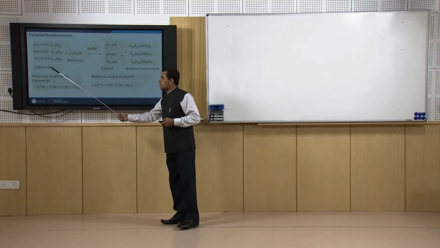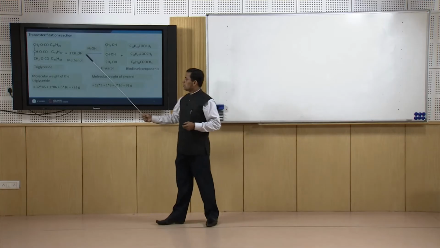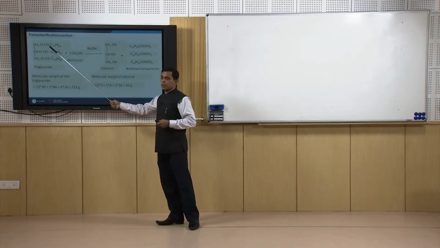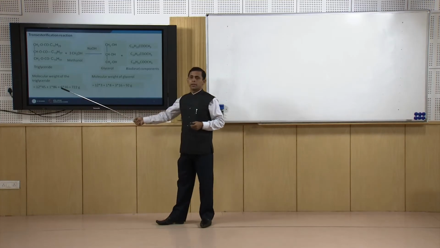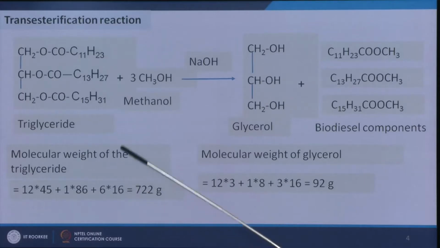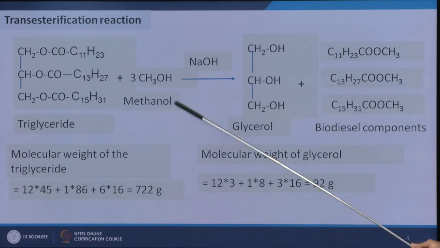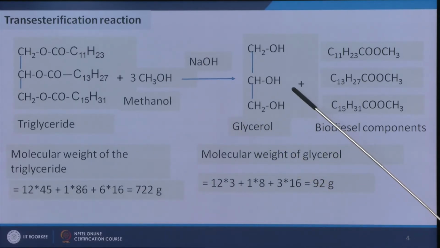What is the molecular weight of this triglyceride? It has 45 carbon, so 12 into 45, it has 86 hydrogen, so 1 into 86, plus it has 6 oxygen, so 6 into 16. So, we are getting 722 gram as the molecular weight of this one. Glycerol molecular weight is 12 into 3, 3 carbon is there, and then 1 into 8, hydrogen number is 8, and then 3 into 16, oxygen is 3. So, 92 gram. Now we have the molecular weight of the triglyceride and of the glycerol.